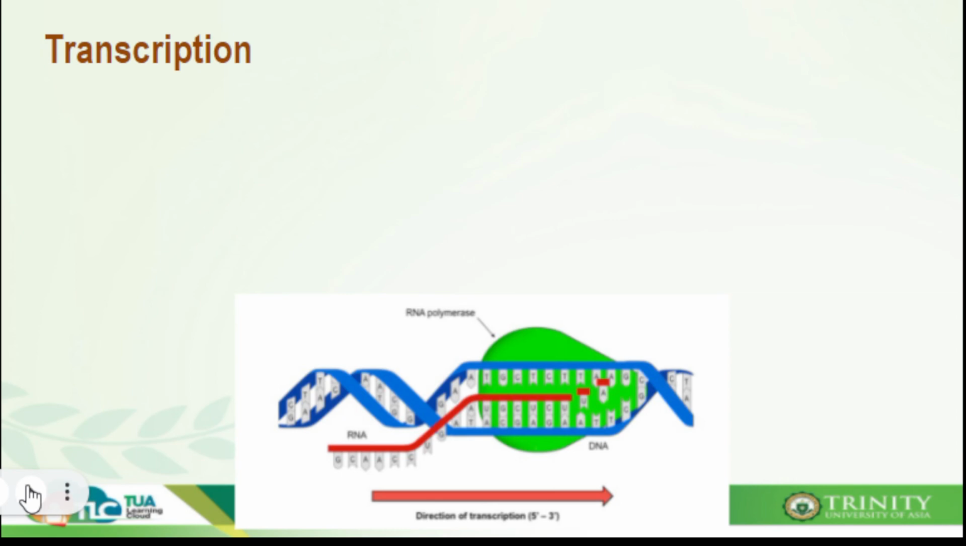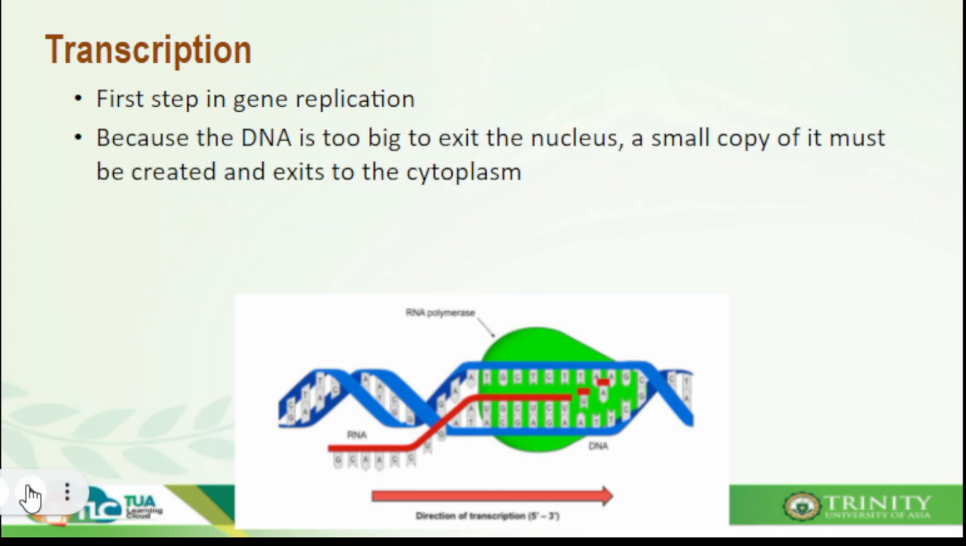So, for transcription, it is the first step in gene replication. Okay? So, what happens? Because the DNA is too big to exit the nucleus, a small copy of it must be created. And this will exit the nucleus via the nuclear pore and go to the cytoplasm. Okay? So, ano nangyayari? We have a double-stranded DNA, no? We have a DNA here. Kailangan natin gumawa ng short copy of the DNA.